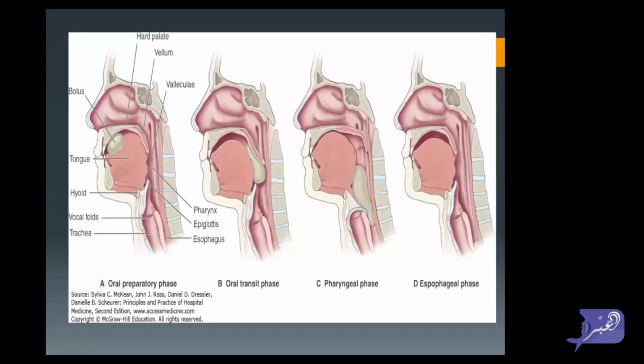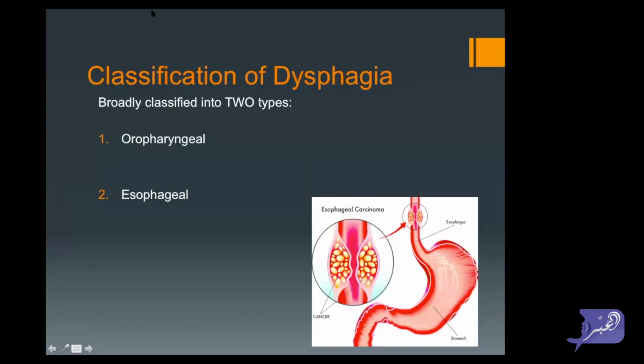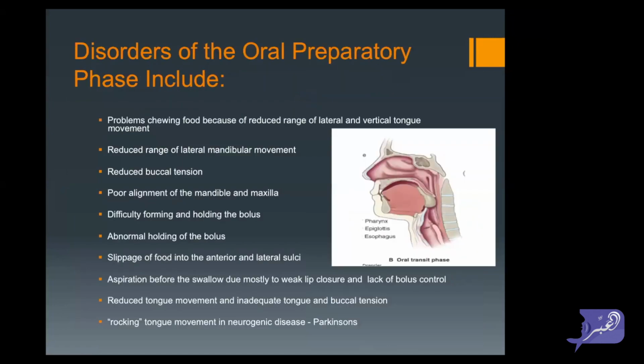So these are the 4 phases of swallowing, and you can see where the bolus is in each stage. Here it has gone completely through into the esophagus. When we classify dysphagia, we classify it into 2 types: oropharyngeal, involving the oral cavity or the pharyngeal region, or esophageal dysphagia. This could potentially lead to esophageal dysphagia because there's a cancerous lump or tumor within the esophagus itself. So this could lead to esophageal dysphagia. Now when we have disorders within each phase, what do we notice? In the oral prep phase, think about the anatomy.